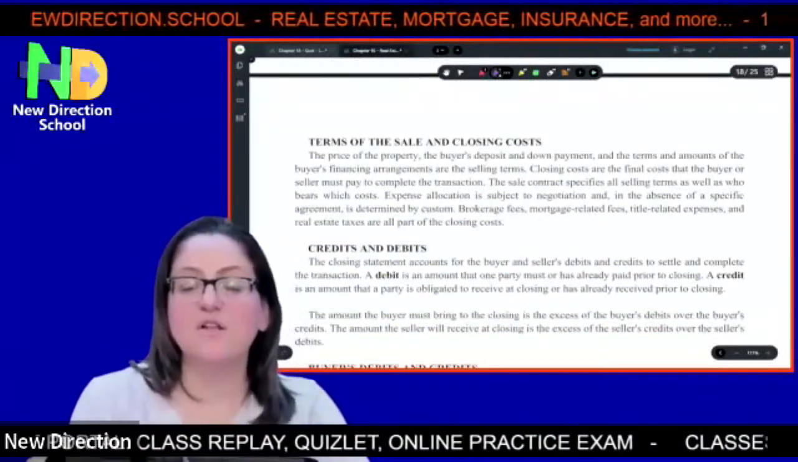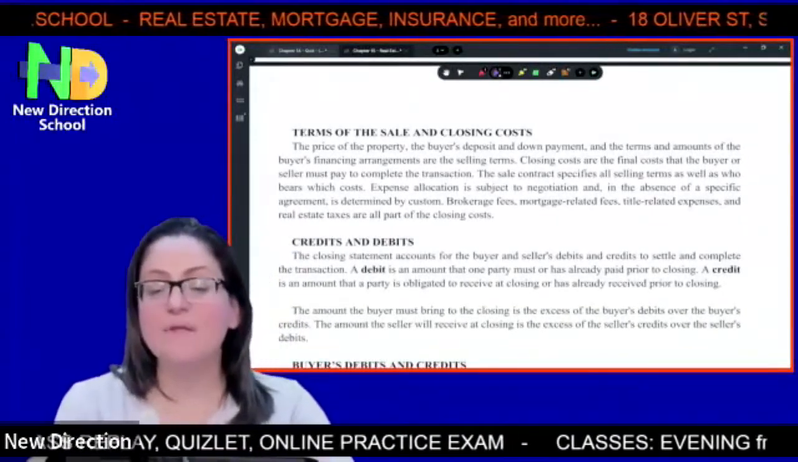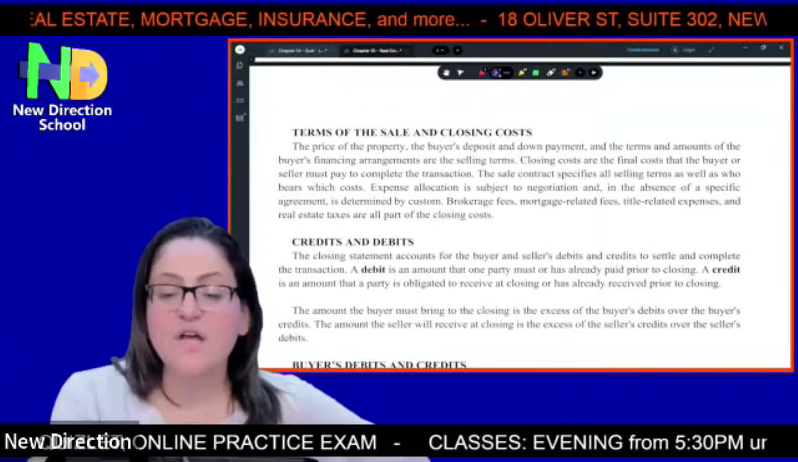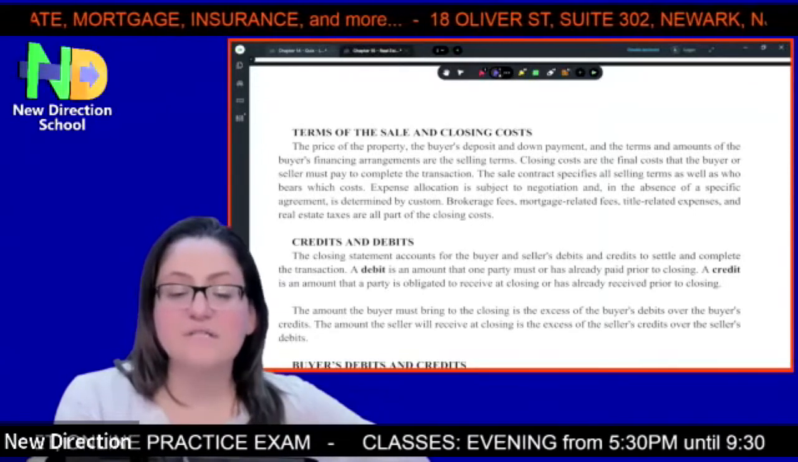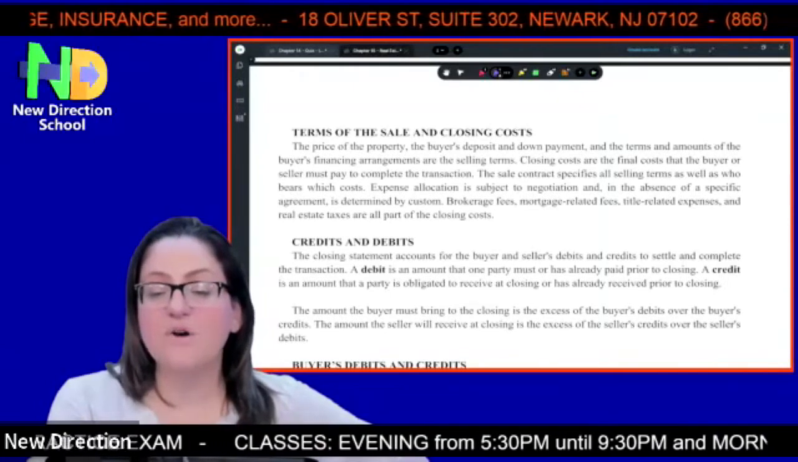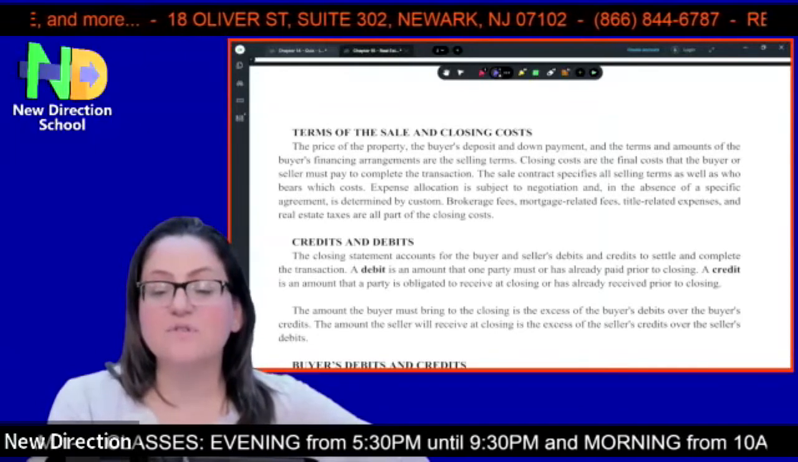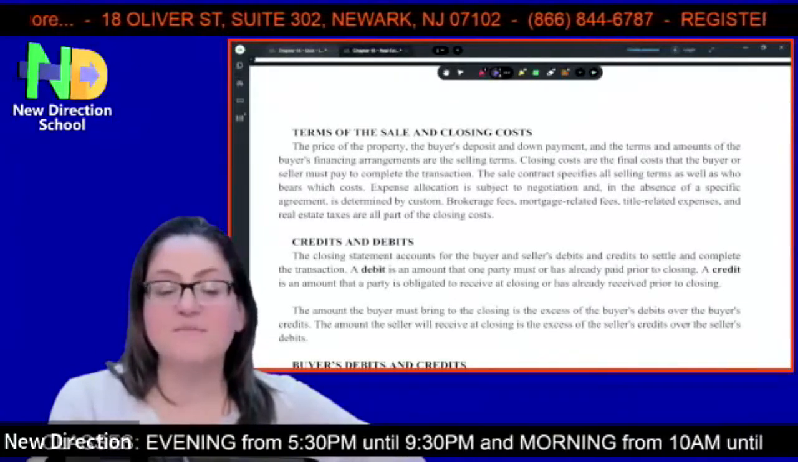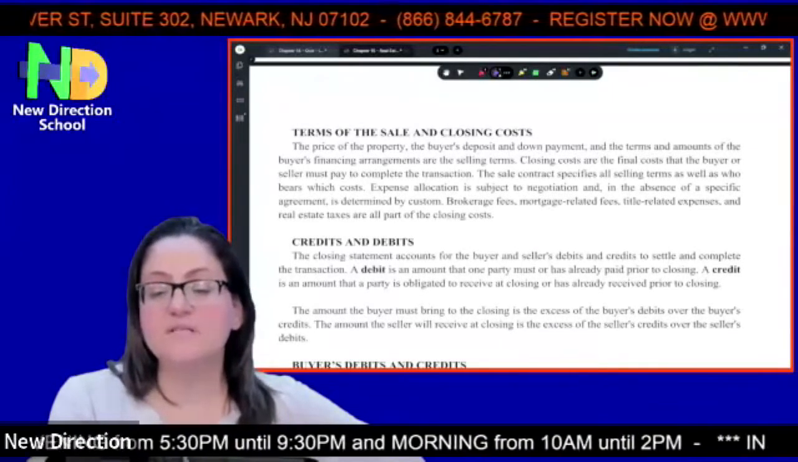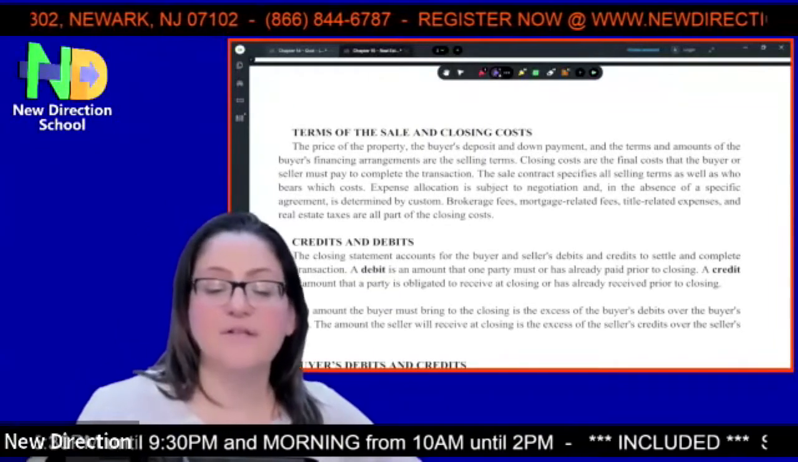Terms of the sale and closing costs. The price of the property, the buyer's deposit and down payment, and the amount of the buyer's financing arrangements are the selling terms. Closing costs are final costs that the buyer or seller must pay to complete the transaction. The sale contract specifies all selling terms as well as who bears which cost. Expense allocation is subject to negotiation and in the absence of a specific agreement is determined by custom. Broker fees, mortgage-related fees, title-related expenses, and real estate taxes are all part of the closing costs. And we saw this in the breakdown that I showed you.